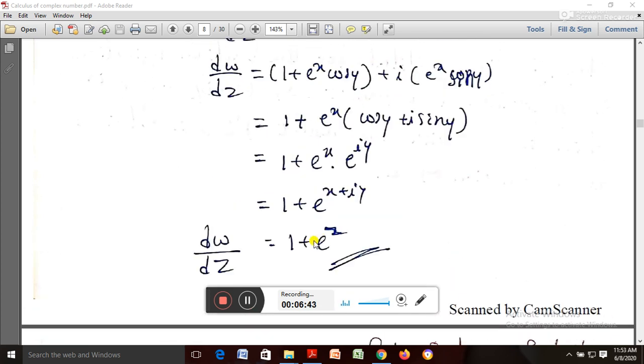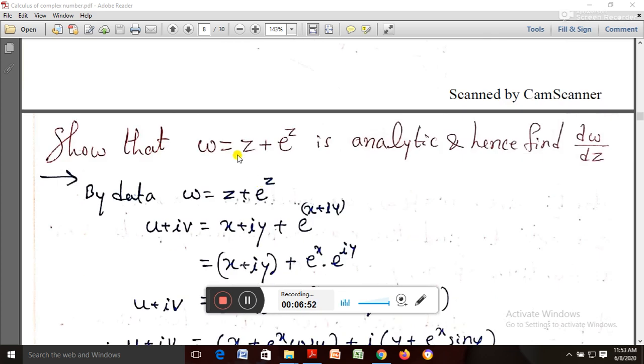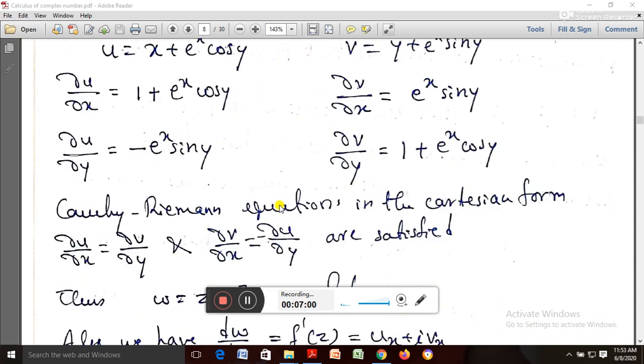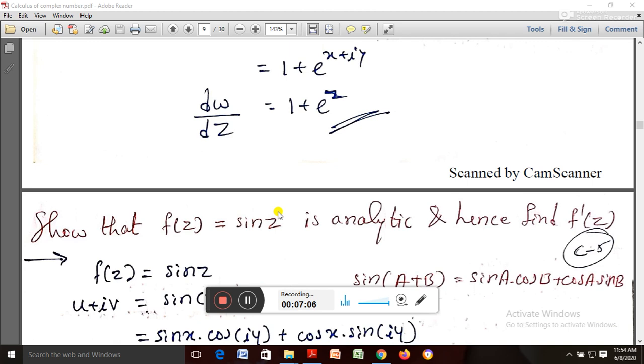To check whether the answer is correct or not, let us differentiate the given function with respect to z. So the given function is w is equal to z plus e raised to z. Differentiate w with respect to z. Differentiation of z is 1. e raised to z differentiation is e raised to z. So 1 plus e raised to z. The answer is correct. Let us solve one more example on analytic.